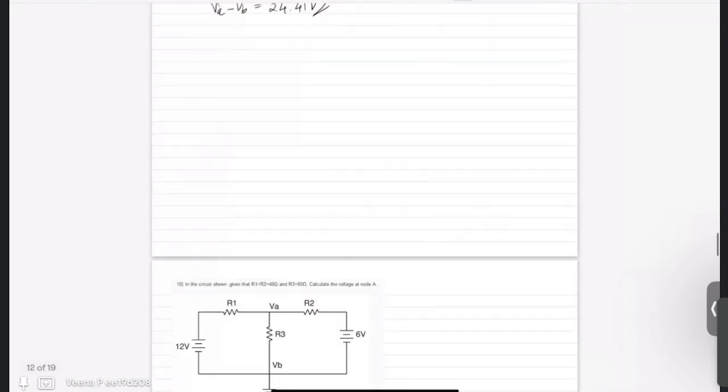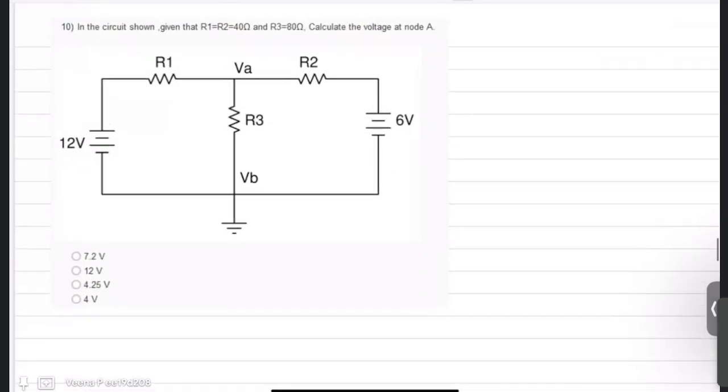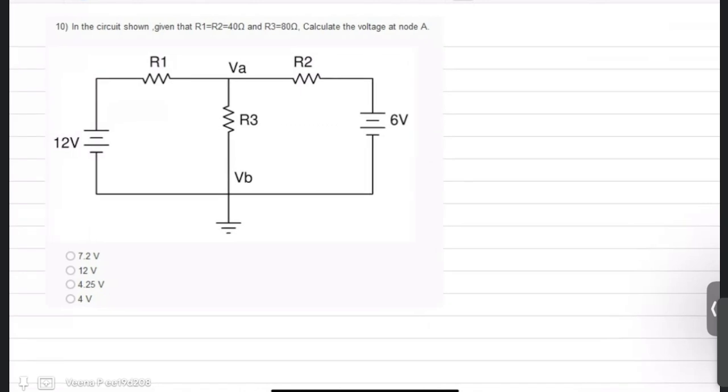Move on to the next question. In the circuit shown, given that R1 is equal to R2 is equal to 40 ohm and R3 equal to 80 ohm, calculate the voltage at node A.